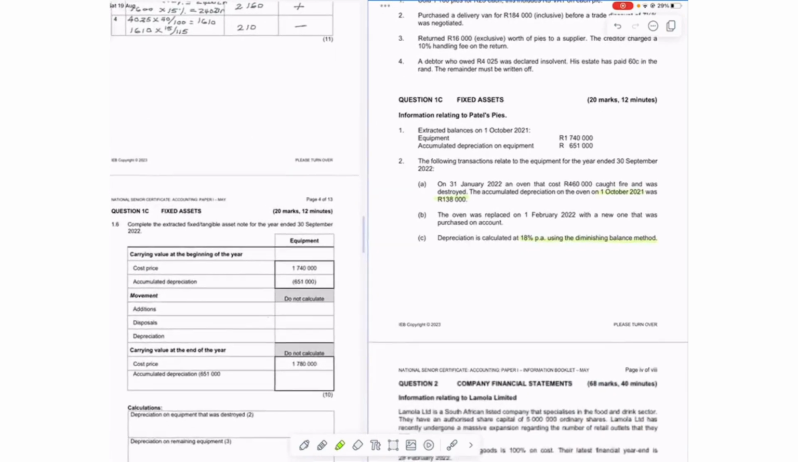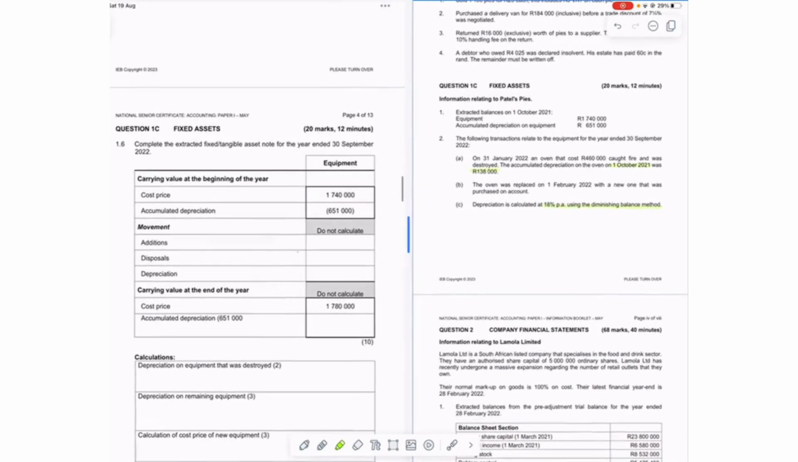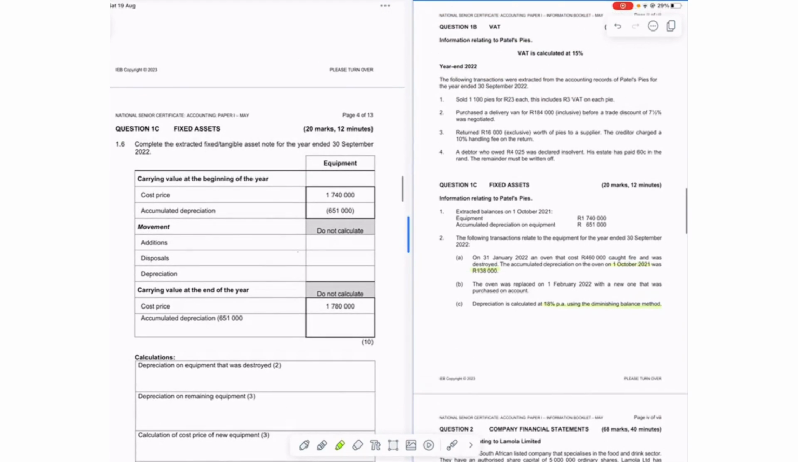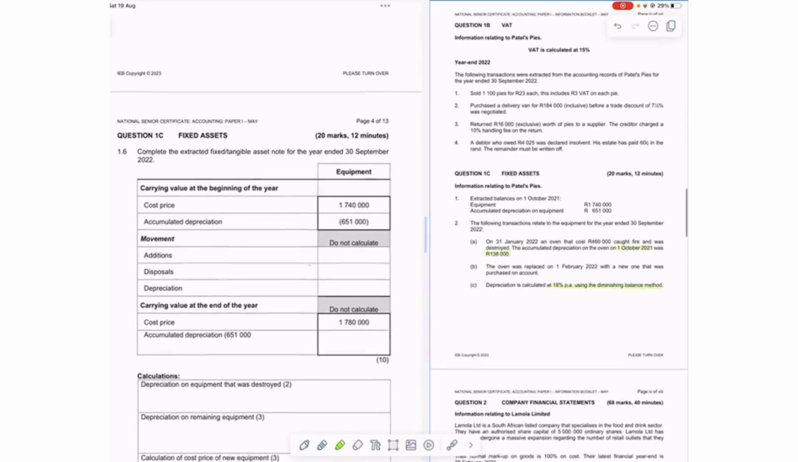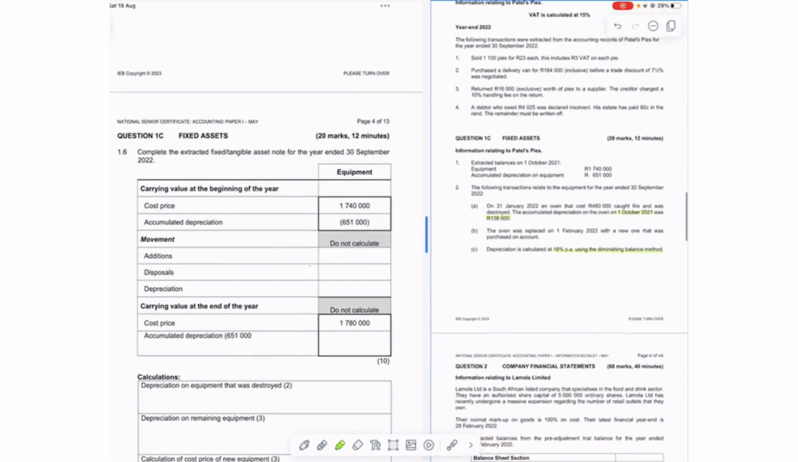Let's have a look at the answer sheet, and what they want us to do is to do this fixed asset note. If the fixed asset note is something that you battle with, I have created a tutorial and posted it online where I take you through this fixed asset note step by step to make it simple for you.